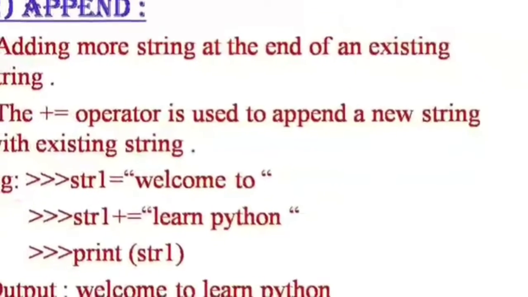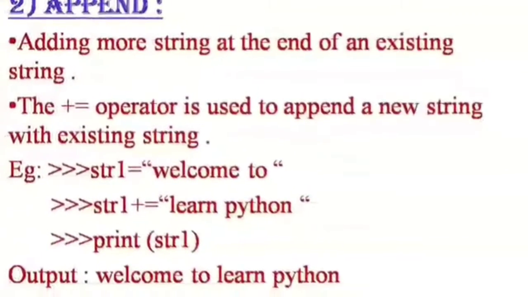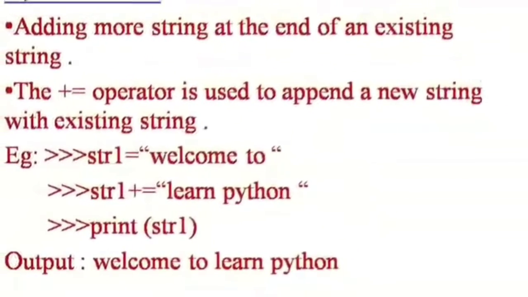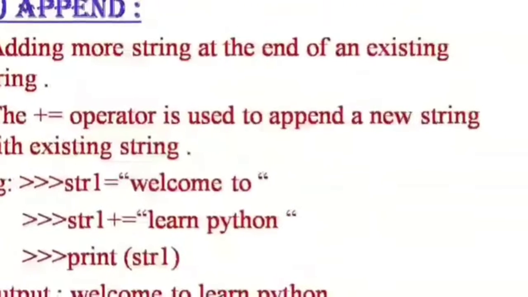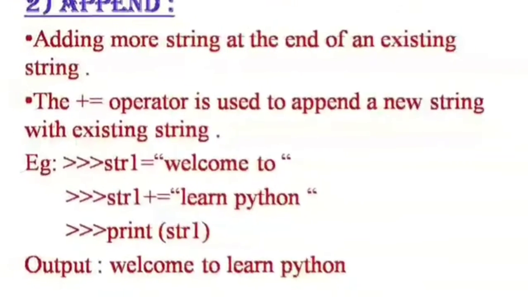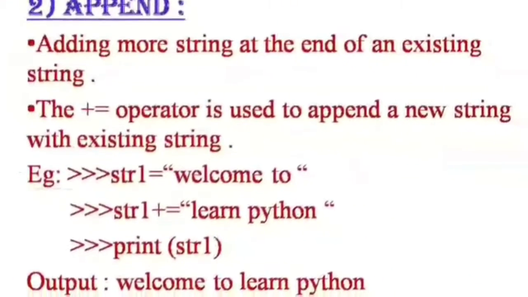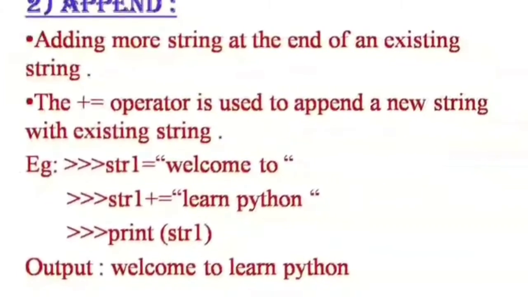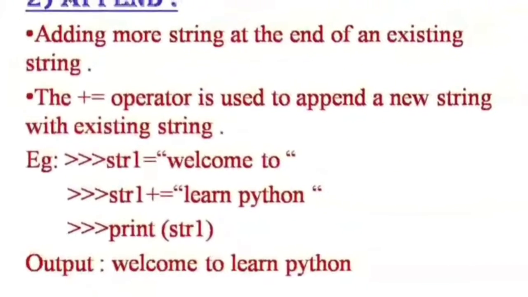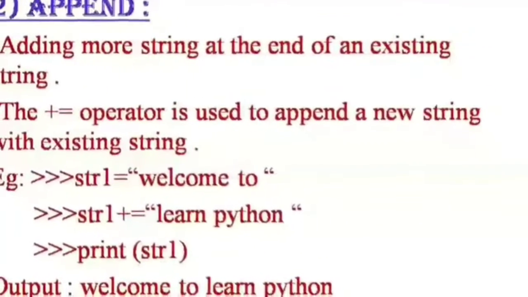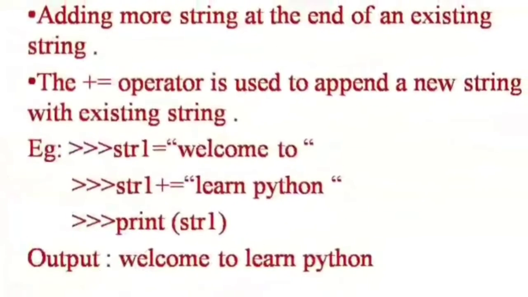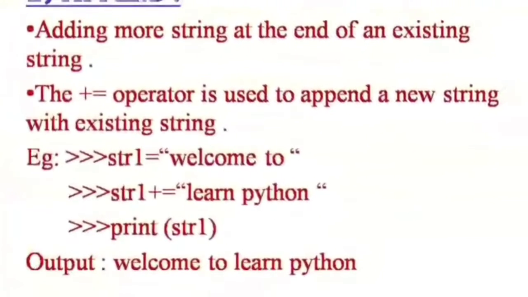Next one we have is the append string. Adding more string at the end of an existing string. The plus equal to operator is used to append a new string. Now look at this example. String 1 is given as welcome to. String 1 plus equal to learn Python. When you print string 1, both the strings will be joined. Now output will be welcome to learn Python.